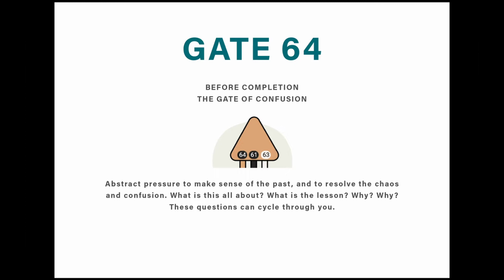It wants to try and resolve chaos and confusion. It asks, what's this all about? What are the lessons? Why? And it questions through this. So it cycles through that. And that's what 64 does. It has this cycling action about it. What are the lessons? Why?